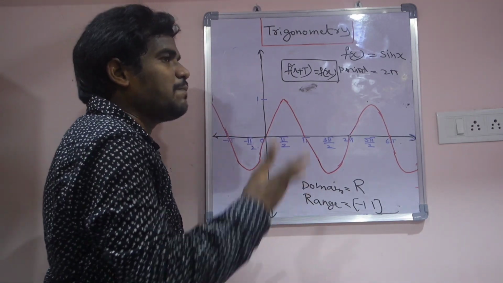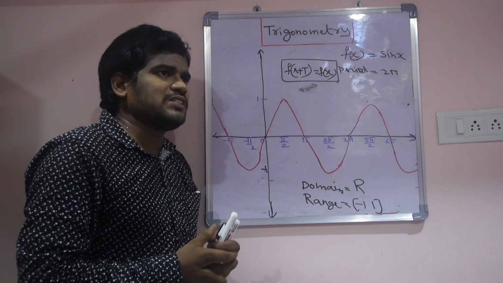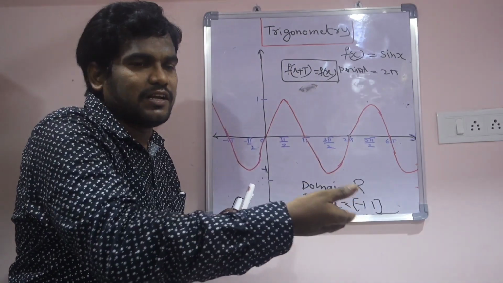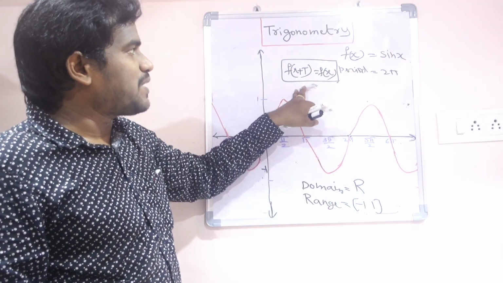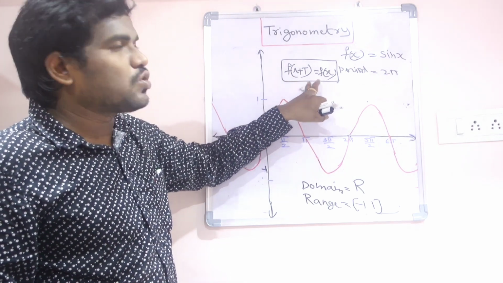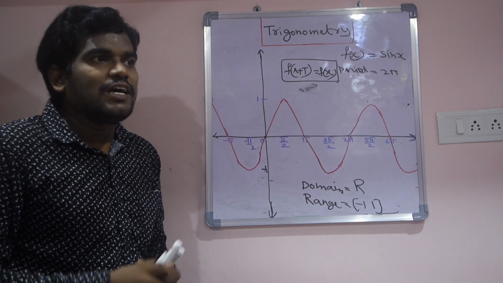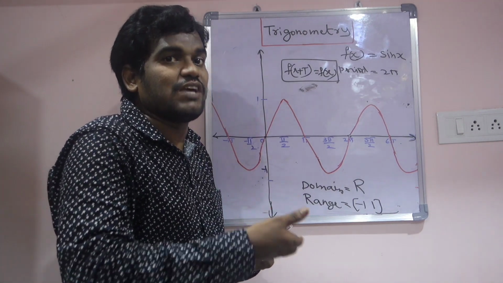So we discussed three important points here. First one, period is 2 pi. At what angle is the wave repeating again? After 2 pi the wave is repeating. That's why the period is 2 pi. And the condition for period is f of x plus t is equal to f of x. And second, we discuss the domain. Domain means the possible values of x where f of x is defined.